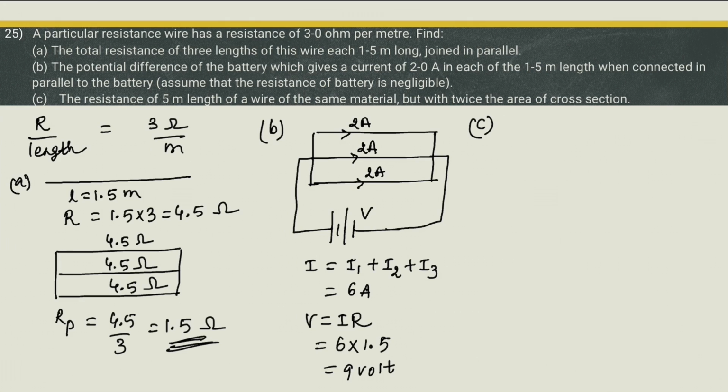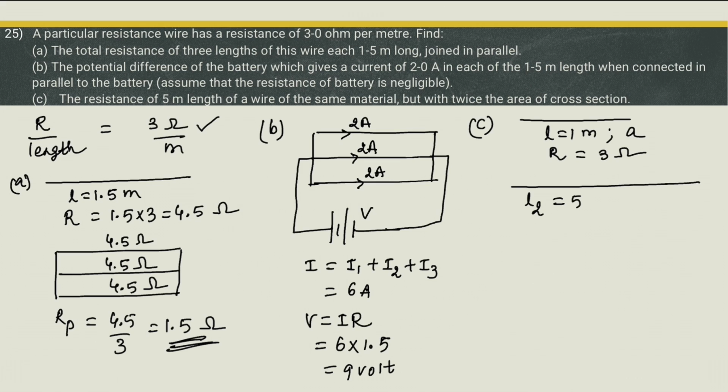C, resistance of 5 meter length of the wire of the same material but twice the area of cross section. Okay, so when we have a wire of length 1 meter and cross section area A, the resistance offered by this wire is how much? 3 ohm, right? That is what the initial information is given. 3 ohm resistance per unit length. Now we take a wire of length 5 meter. So let's say L2 is 5 times L, but the area of cross section is double the initial area of cross section. What is the new resistance?